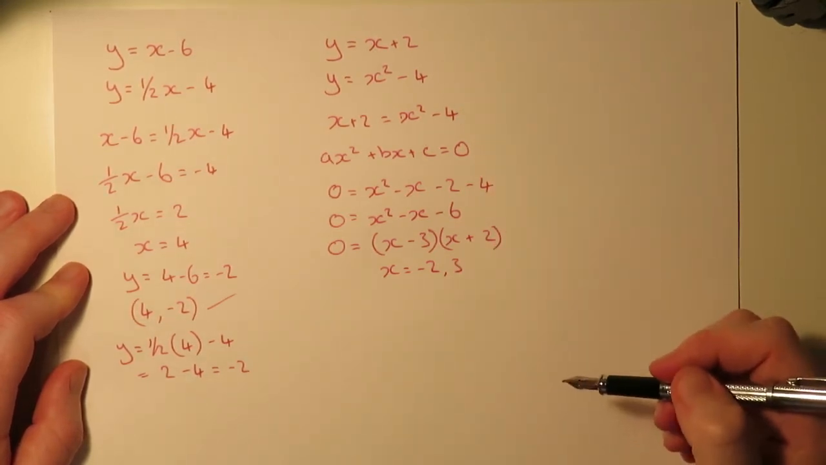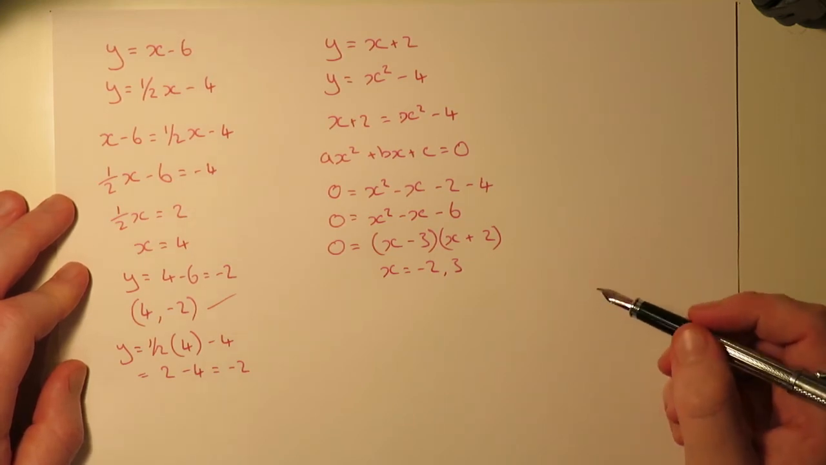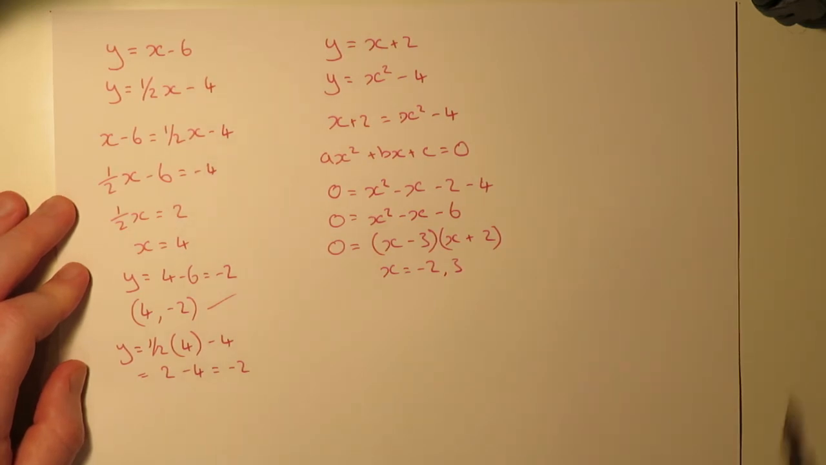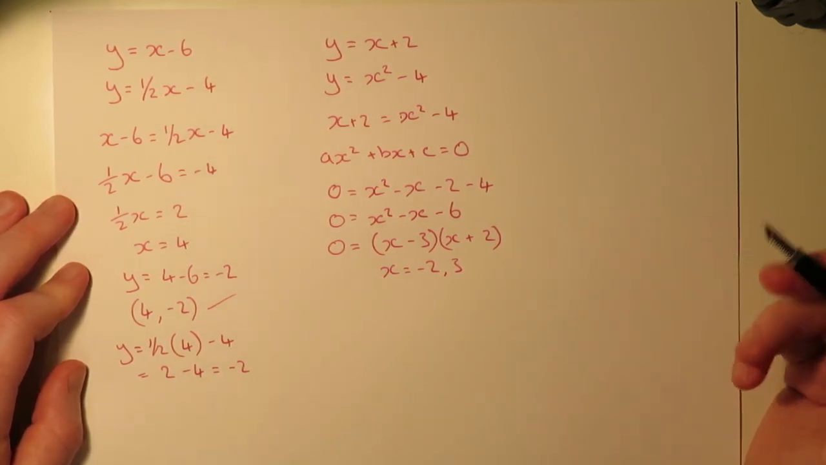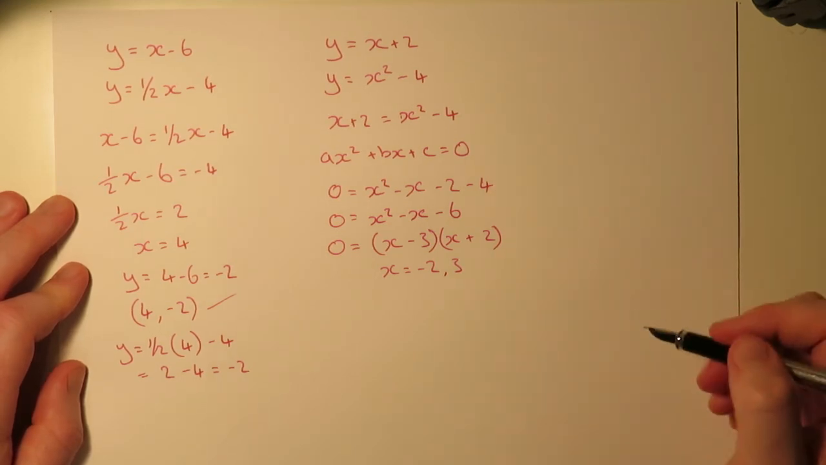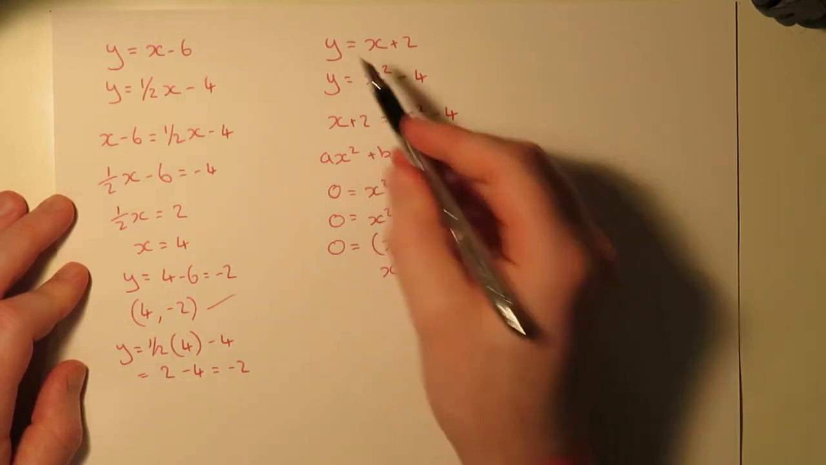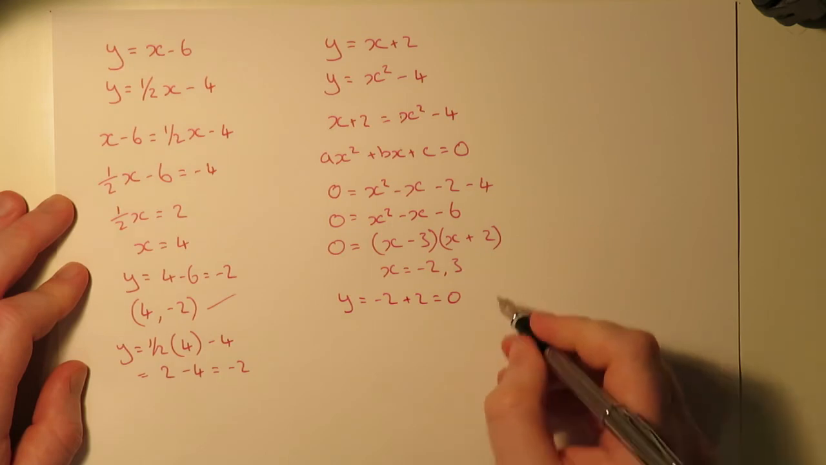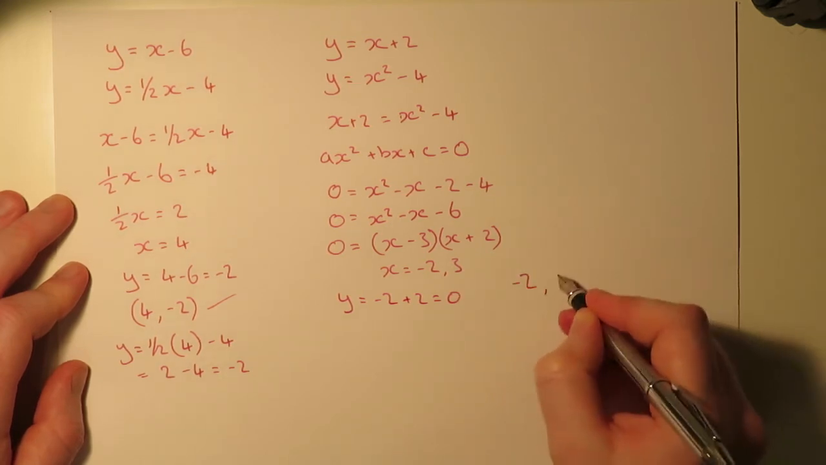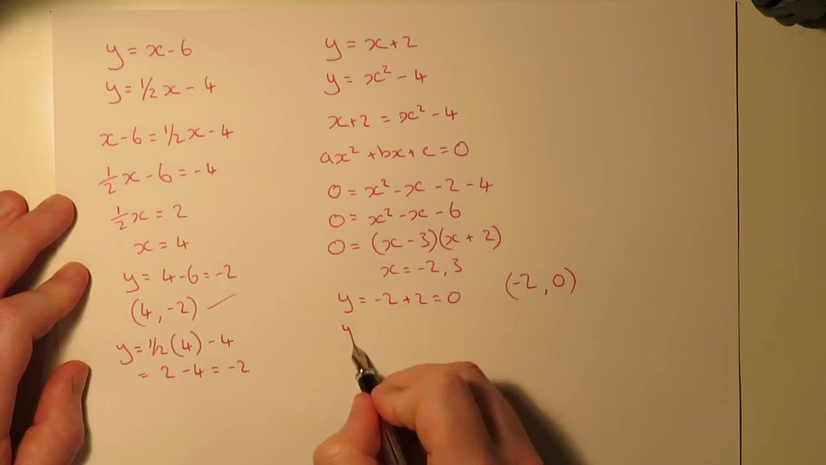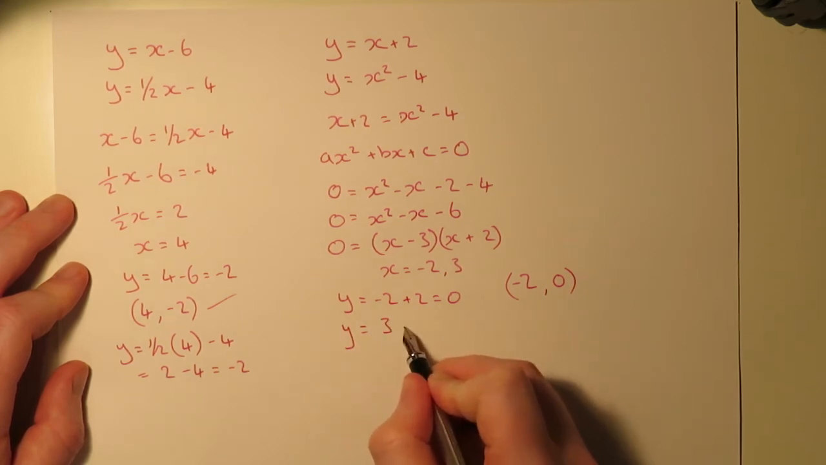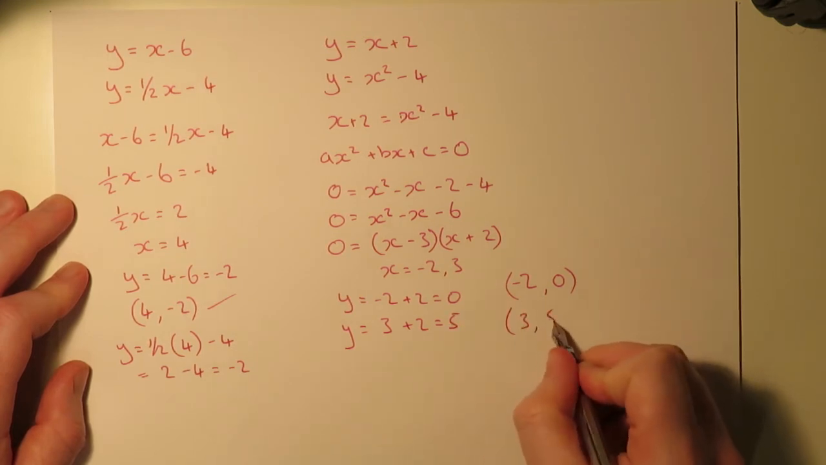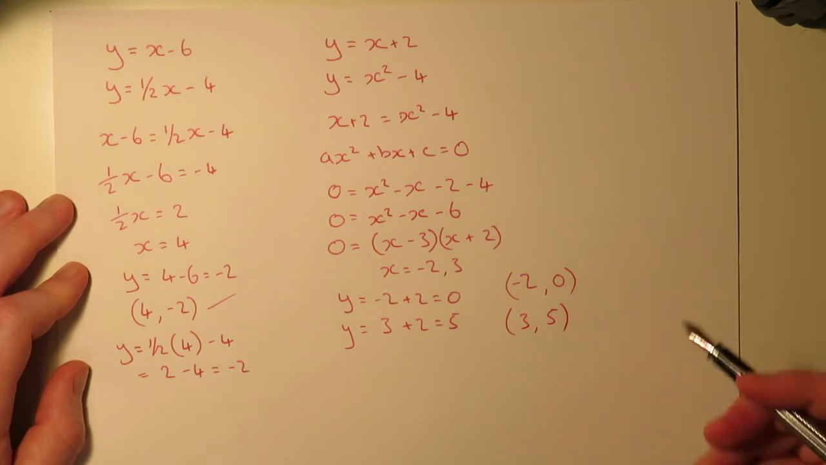You put those two solutions in and you'll get the solutions for y, and you've got to make a decision on what makes sense, because sometimes you can get dodgy responses. But put these into y here. We have y is equal to minus 2 plus 2, which is 0. So one coordinate there is that. And the other one will be 3 plus 2, which is 5. So there are two solutions.